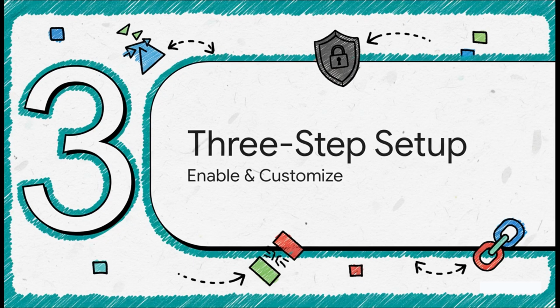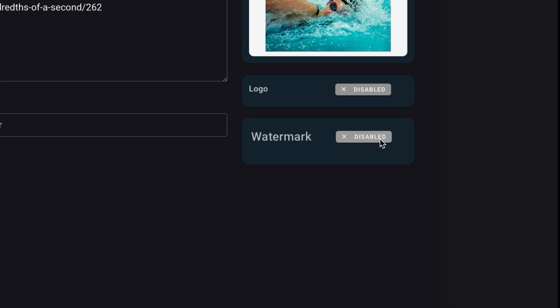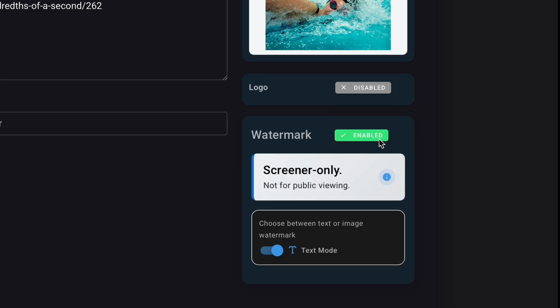Setting it all up is incredibly easy. It's just a simple 3-step process to get your protection enabled and customized. You just pick your screener, pop into the settings, and flip a single switch to turn on the watermark. Just a few clicks, and you're all set to start customizing.